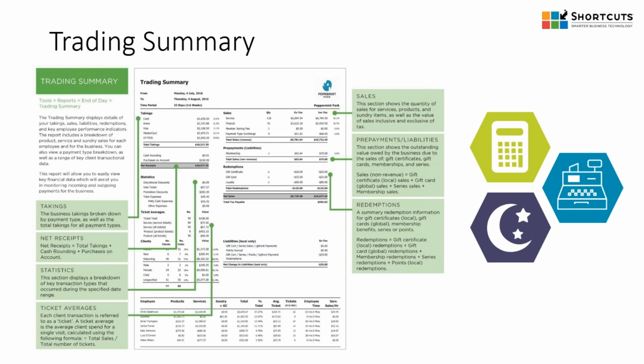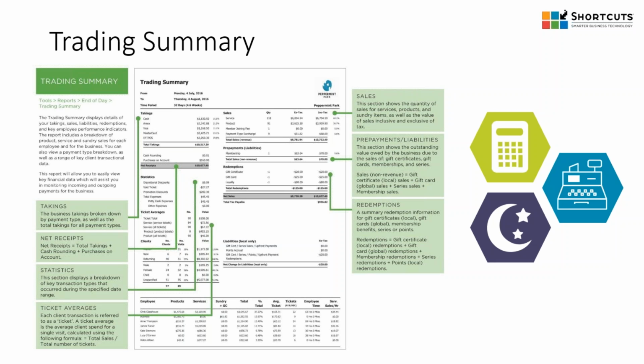Okay, so it shows us takings, it shows us net receipts, okay? It gives us some statistics about discounts and voided tickets and expenses. Okay. It also gives us those ticket averages that we were just talking about, right? So what's the average ticket at the point of sale? Okay. It gives us sales breakdown, and it also gives us prepayments or liabilities as well as redemption. So I can see all of that information in one report.